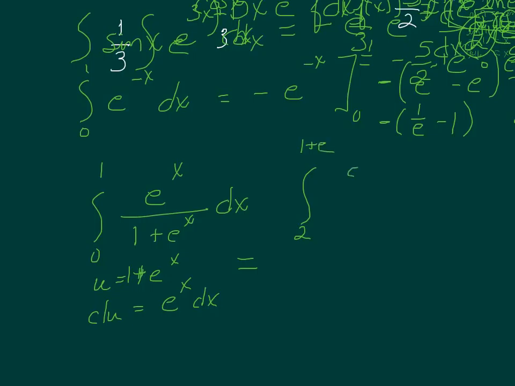du over u, which means we get what? The natural log of u, which is the natural log, in this case, of 1 plus e minus the natural log of 2.